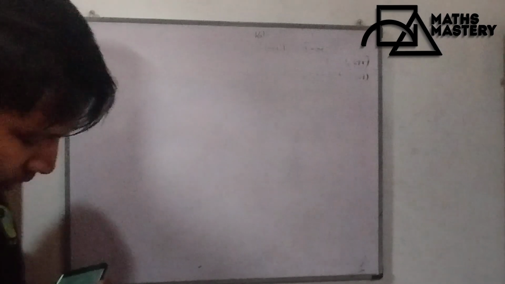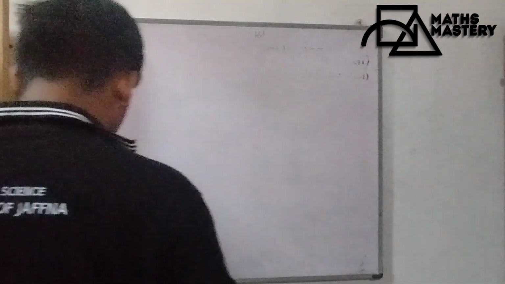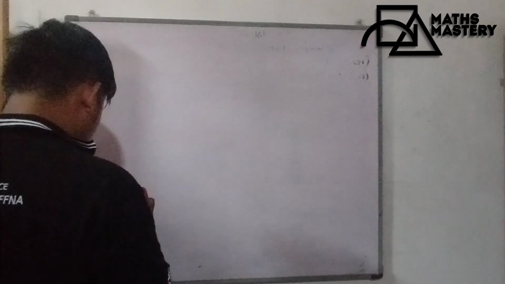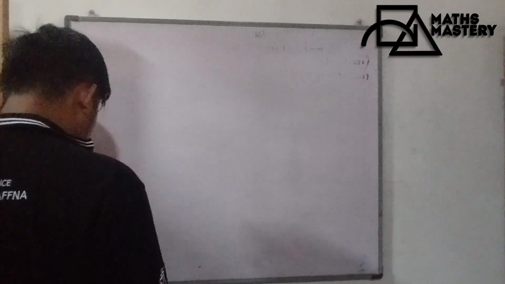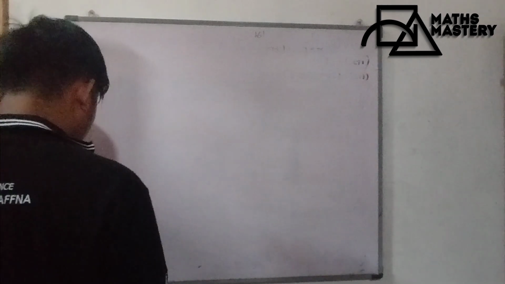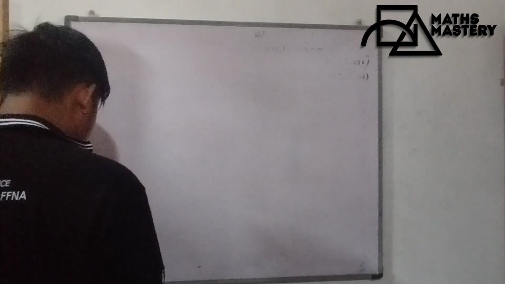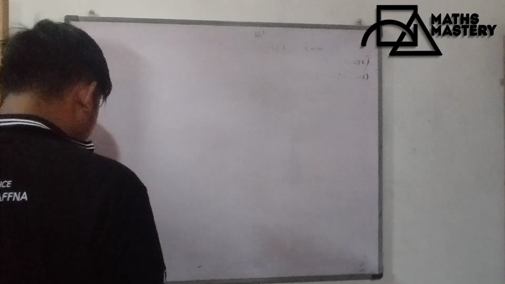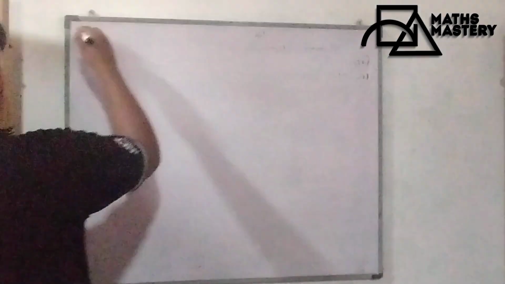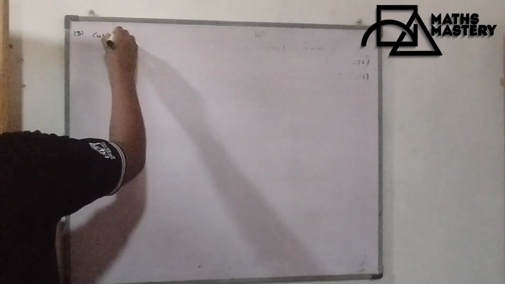Question number 18. A 40% duty is imposed when a certain article is imported. The value of the article is 37,500. Find the duty that should be paid. Okay. So see, it's a very simple question. We need to find the custom duty. Question number 18, the custom duty to be paid.